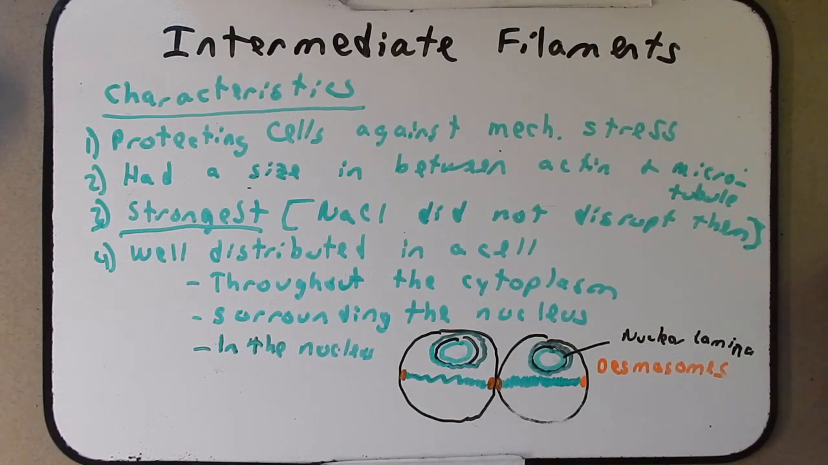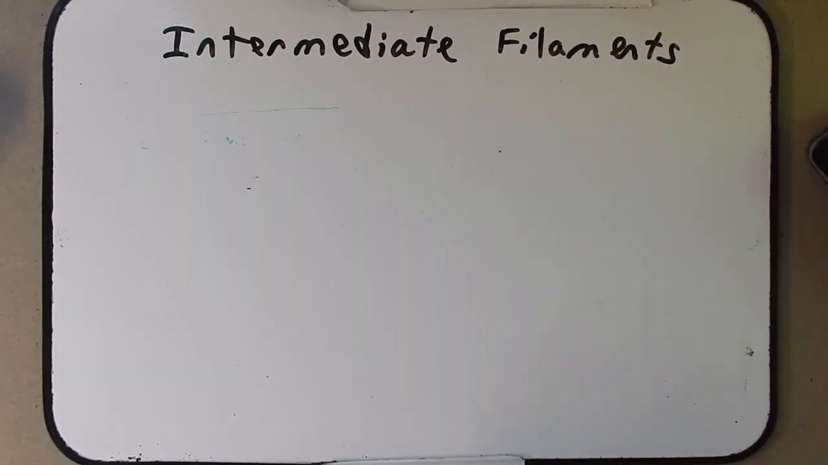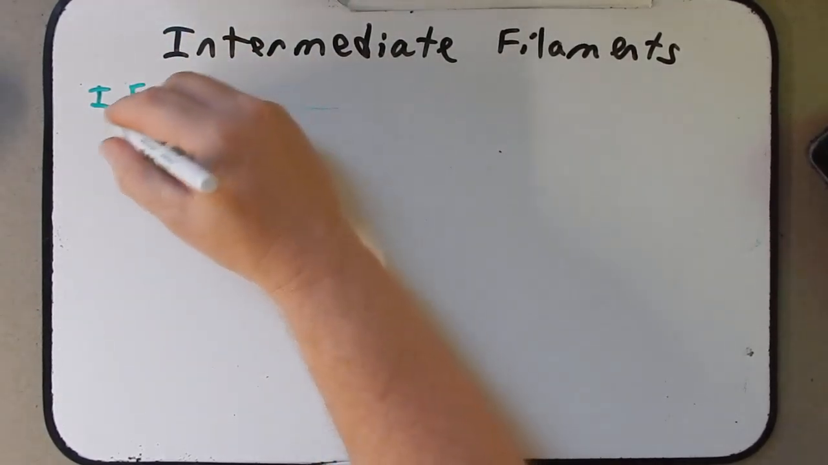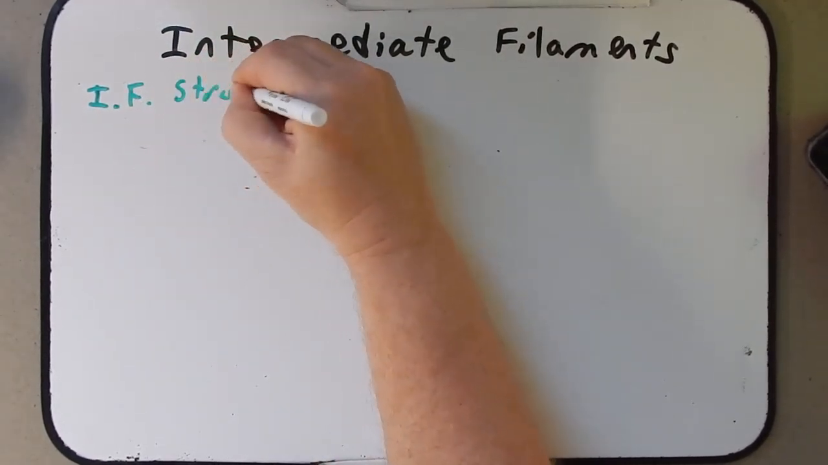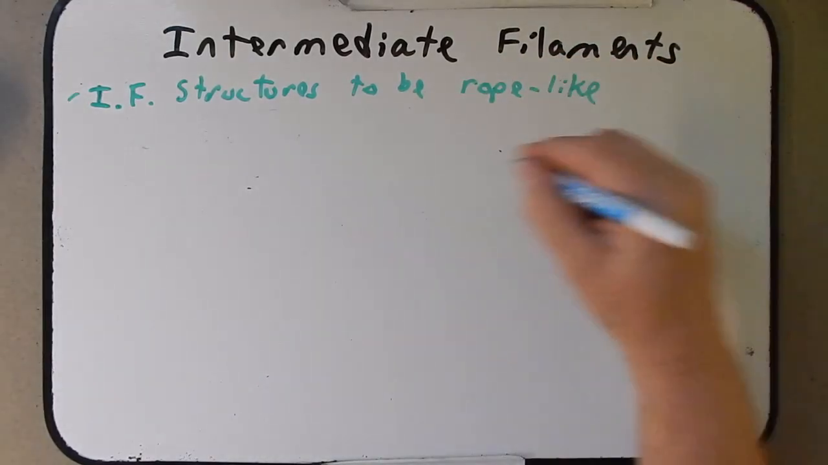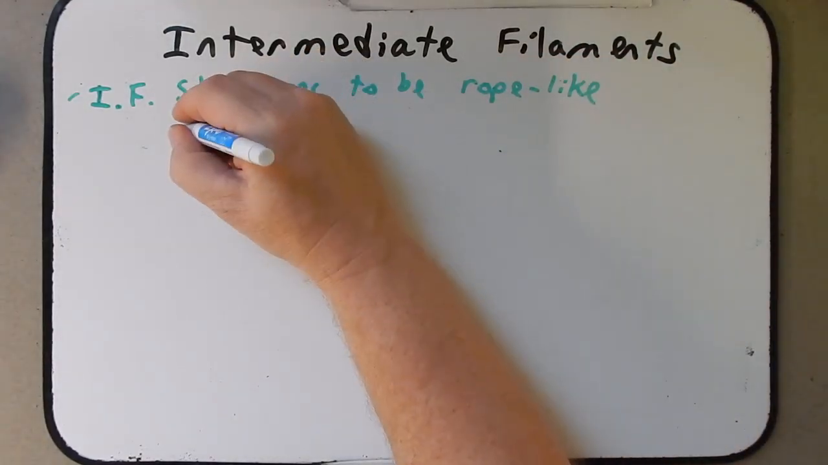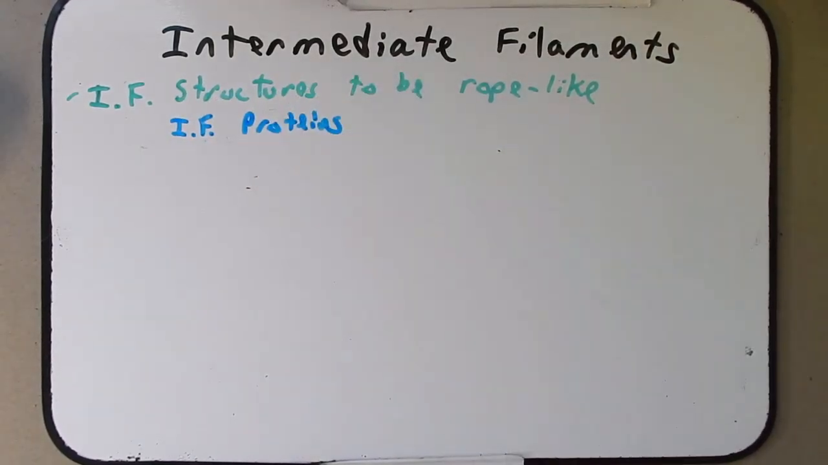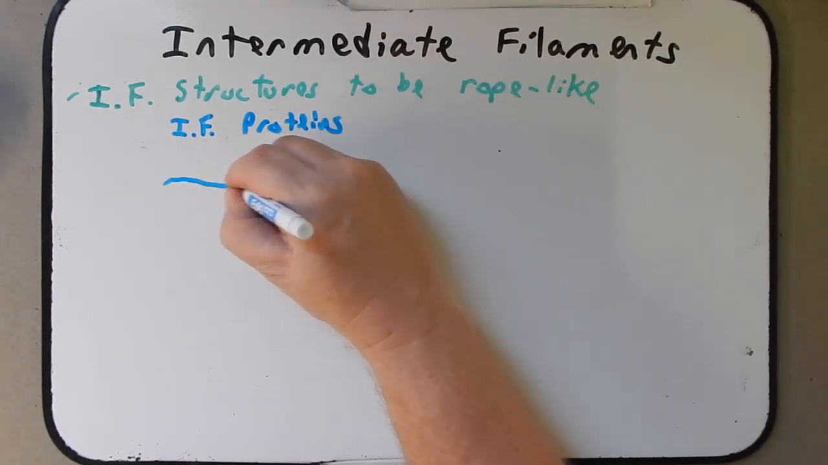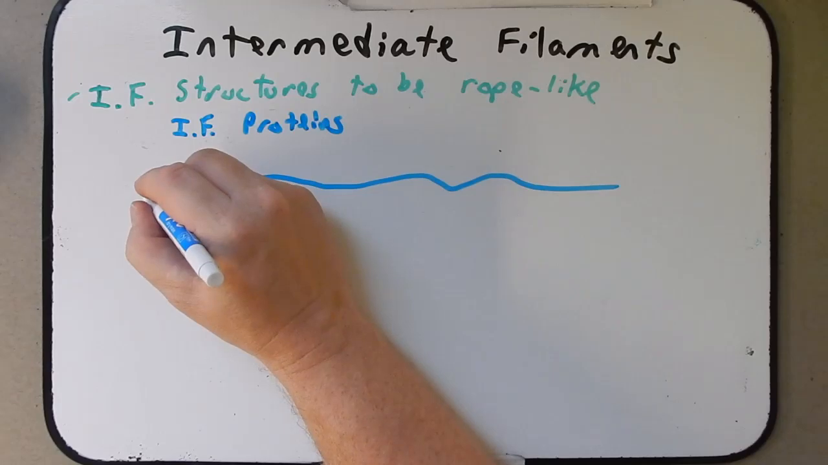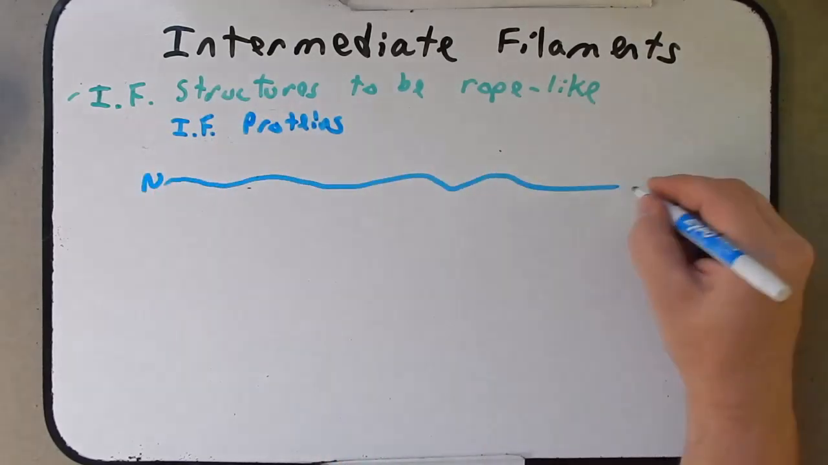Now let's talk about this structure here. How do we form this really strong structure? We often think of the structure, so the intermediate, I'm just going to call them IFs, the intermediate filament structures, to be rope-like. So if you remember, I said that the subunits of these are these intermediate filament proteins. Those are the subunits. And what I mean by that is we have right here just one large, long protein, has the N terminus here and the C terminus here.